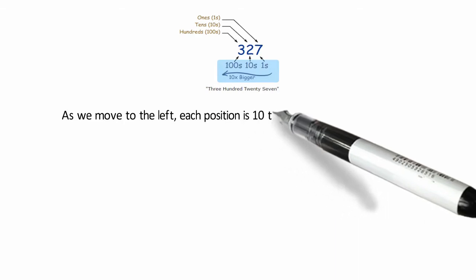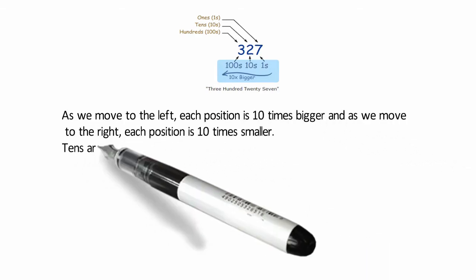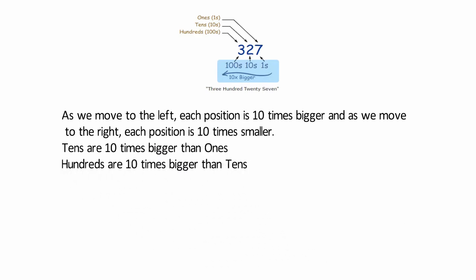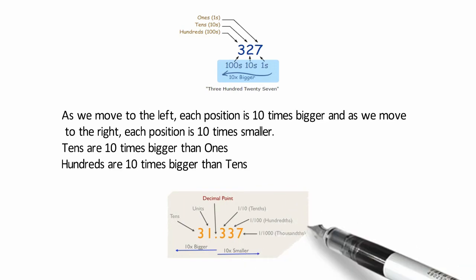As we move to the left, each position is 10 times bigger, and as we move to the right, each position is 10 times smaller. Tens are 10 times bigger than ones. Hundreds are 10 times bigger than tens.